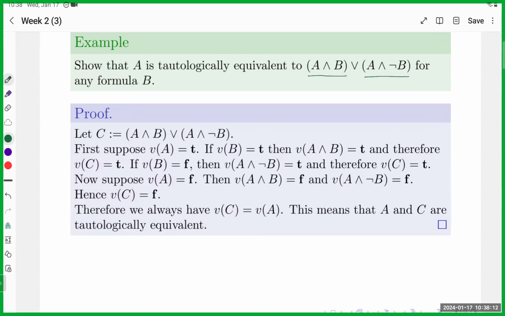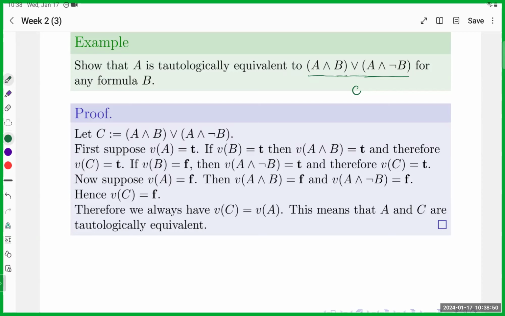How do we do this? If you don't want to write the truth table, then we can call this formula C. Now we want to show that for any state V, V of A is equal to V of C. So you pick an arbitrary state V and show that V of C is equal to V of A. And the argument might require a few steps.